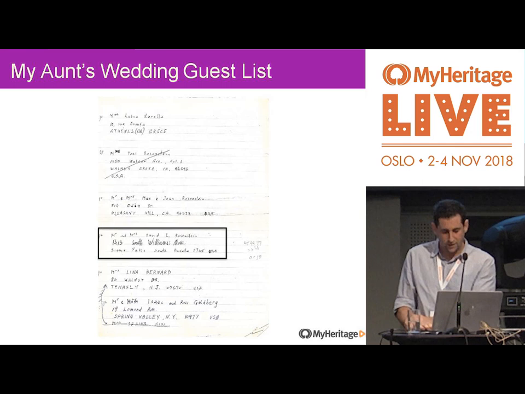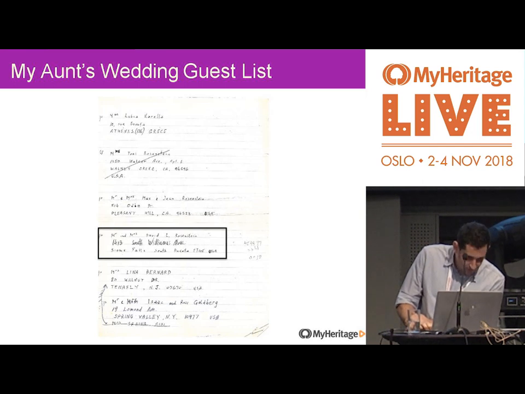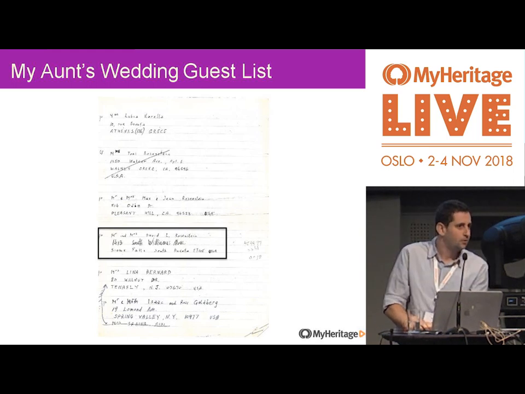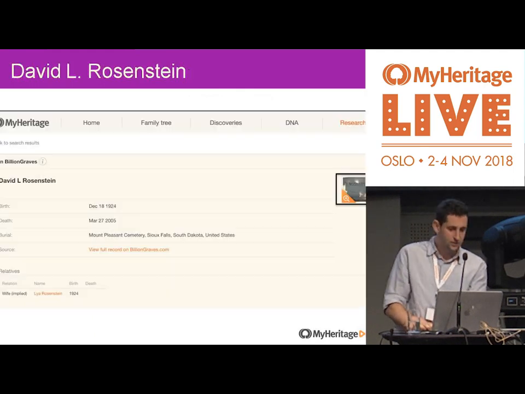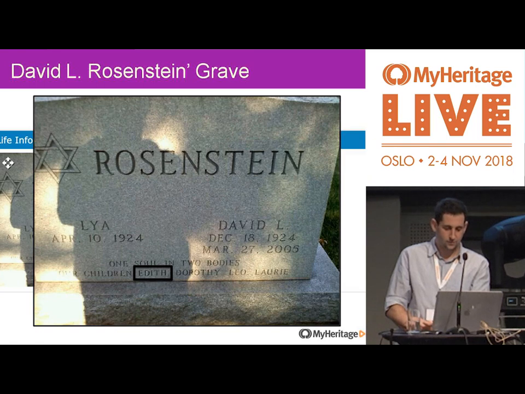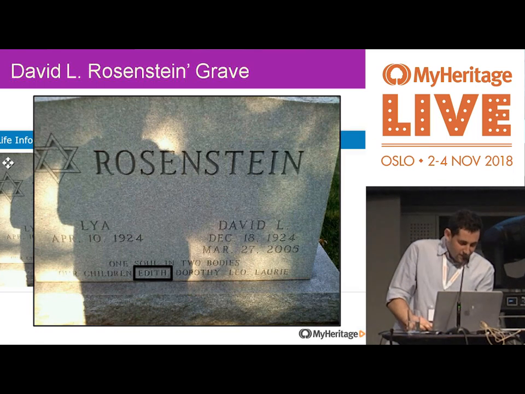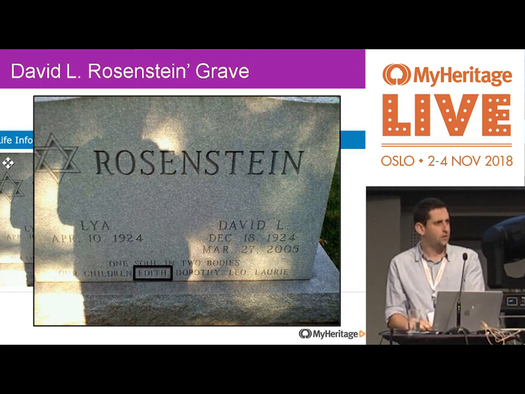And on the 4th line, it said, in the list, Mr. and Mrs. David L. Rosenstein from Sioux Falls, South Dakota, USA. No family that I know of in South Dakota, but there's a Rosenstein. So I went back to MyHeritage, and I went for a super search, and I was looking for David L. Rosenstein, that mysterious, and I found a record. And in the record, there was a grave. And I opened the grave. And on the grave, at the bottom, it says, 1 soul in 2 bodies, our children, Edith, Dorothy, Lau, and Laurie. Okay, so Edith and Edie.